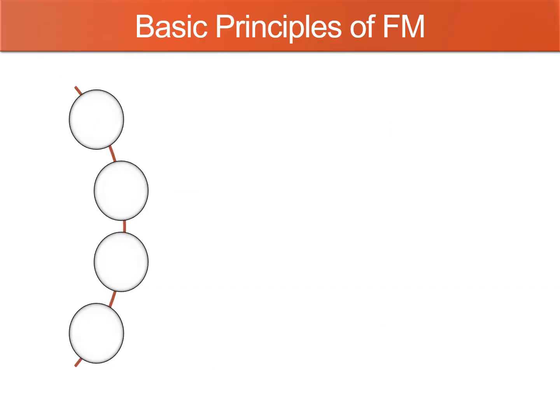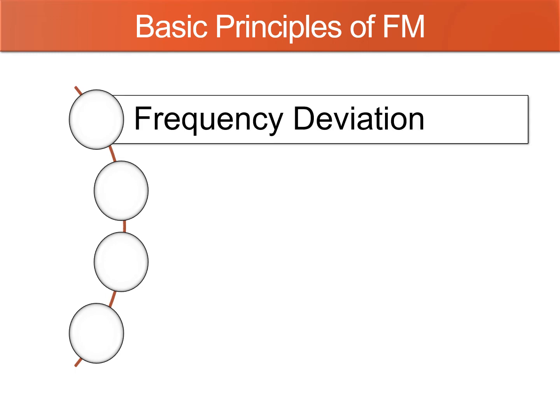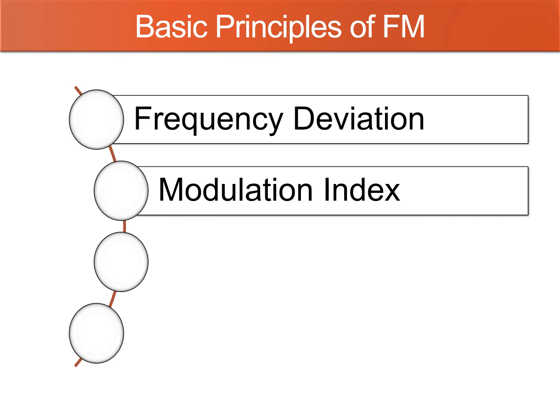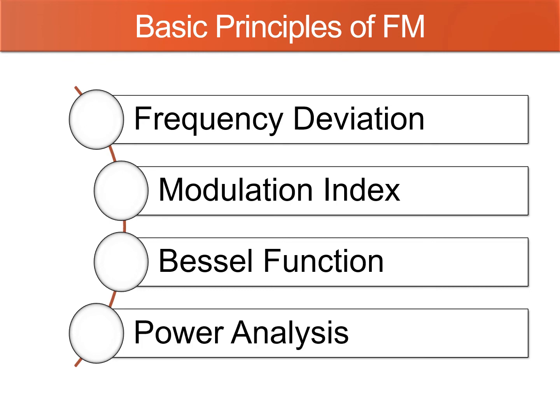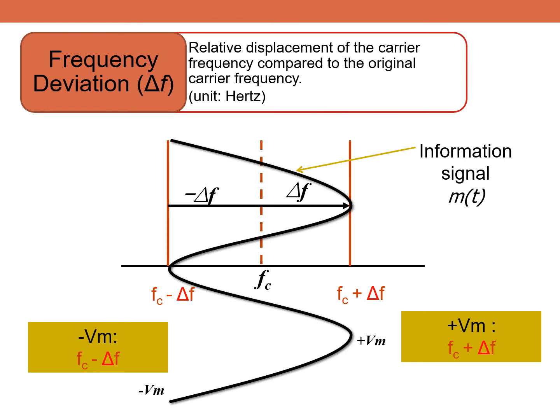Okay, the mathematical basic principles of FM are: first, frequency deviation; next, the modulation index; then the Bessel function; and lastly, the power analysis. So here, let's start with frequency deviation, delta F. It is the relative displacement of the carrier frequency compared to the original carrier frequency, and the unit is hertz.